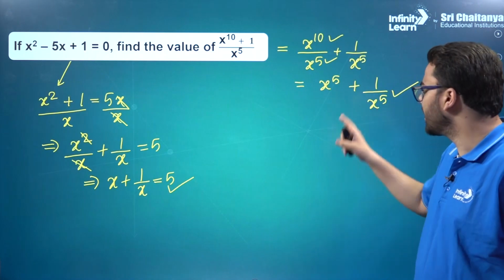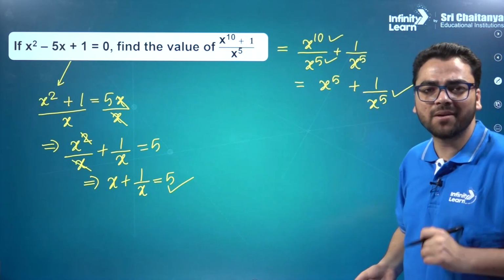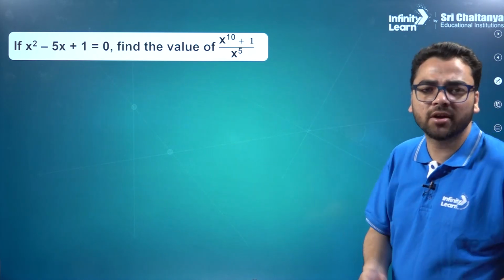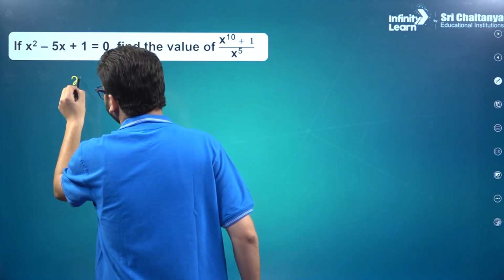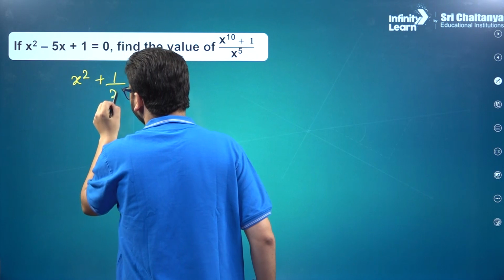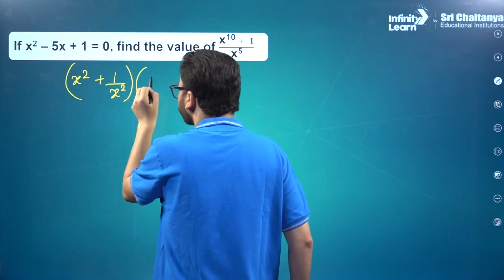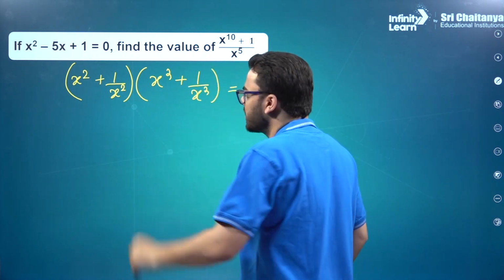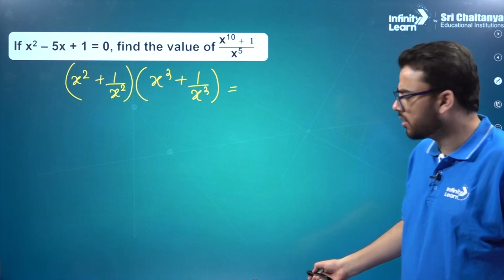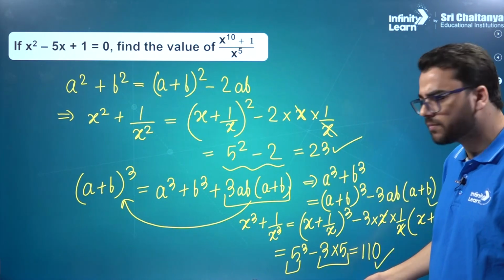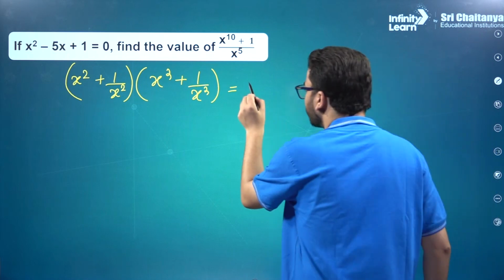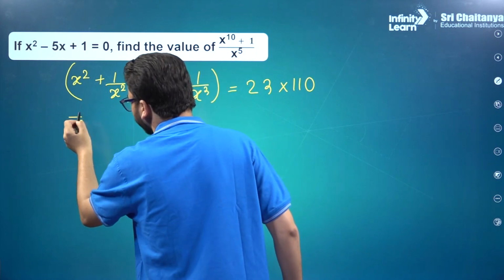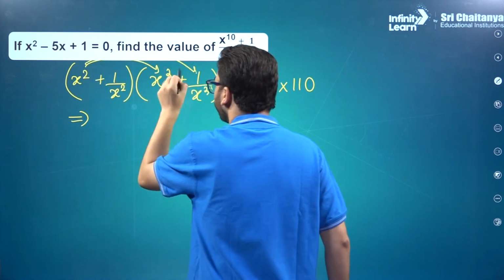And we have to find the value of x raised to the power 5 plus 1 by x raised to the power 5. So let us use another trick, or you can say a method of solving a question. If we take x square plus 1 by x square and multiply it with x cube plus 1 by x cube, what is that actually equal to? So x square plus 1 by x square was equal to 23, and x cube plus 1 by x cube is 110. So this is basically 23 multiplied by 110. So let us multiply this thing.